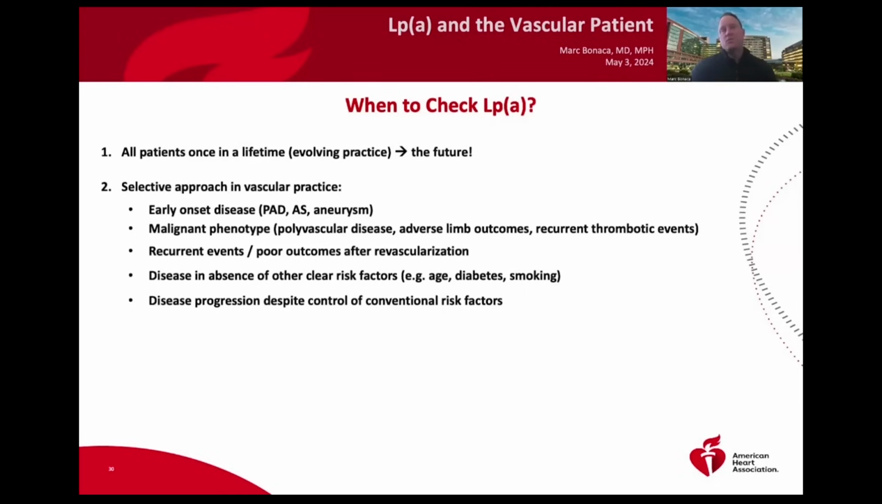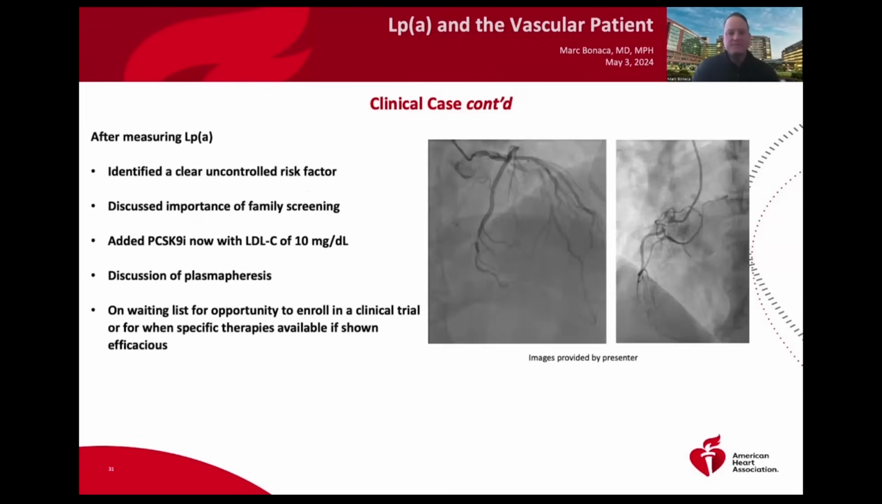This poor individual had a very malignant presentation of multiple events, recurrent events, and I would check an LPA there. Poor outcomes after revascularization. And then I think disease in the absence of our traditional risk factors. This patient was young, never smoked, no diabetes, very unusual to have PAD. Those are patients who absolutely should have an LPA checked. If not everyone, certainly check these patients who have this malignant phenotype.